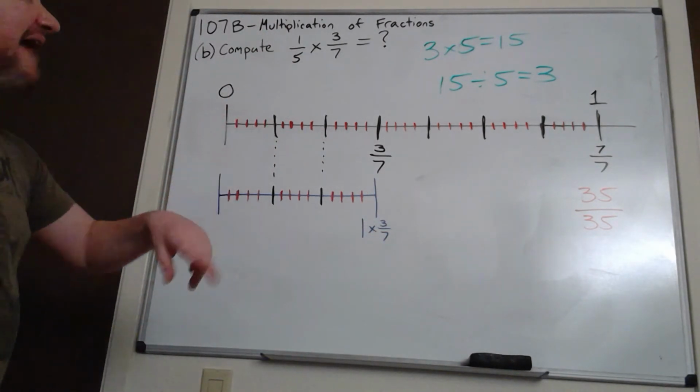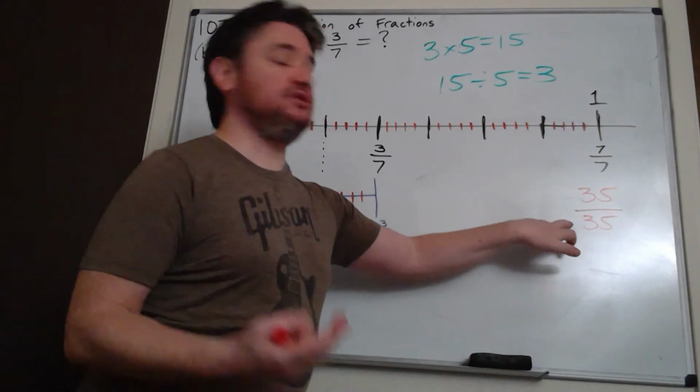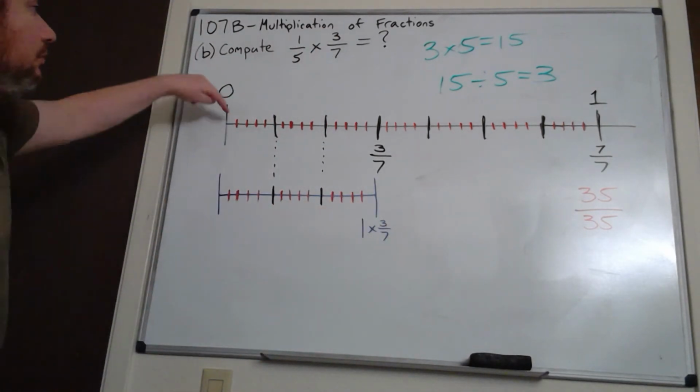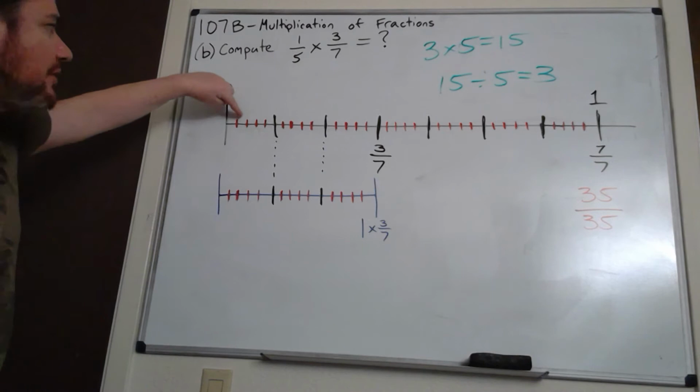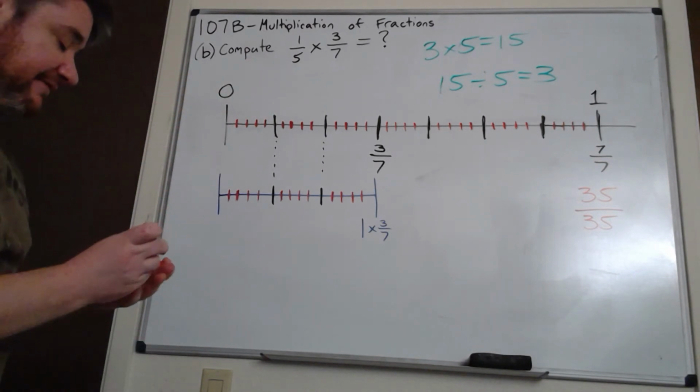It's not really that bad. And now there's no question. I can count if I want to. I see 35 little pieces. So each little piece is a 35th.